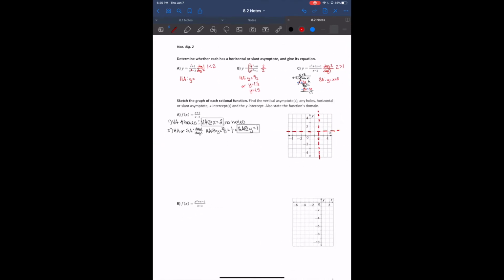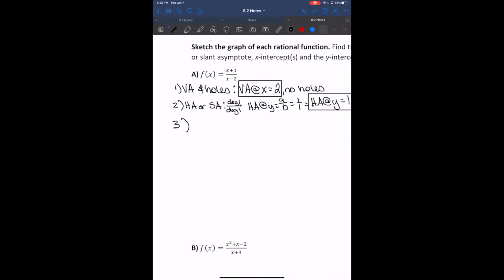Okay, so third step is to identify the x-intercept. And the way we determine our x-intercept is we find where f of x equals 0, which means we're going to set the numerator only equal to 0. So don't worry about the denominator, just the numerator. In this case, our numerator is x plus 1. Set it equal to 0. Solve for x. x equals negative 1. And this tells me that we have a point at negative 1, 0, our x-intercept.